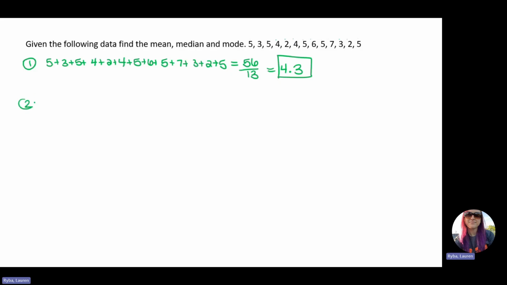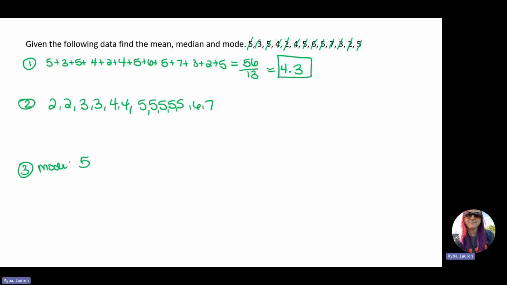To find the median, I have to put the data in numeric order, smallest to biggest. I have 2 2s, 2 3s, 2 4s, 1, 2, 3, 4, 5 5s, a 6, and a 7. And as I did that, I also found my mode. So I'm going to jump down here and do mode quick. The one that happened the most, or the one that I wrote the most, was number 5. So that is my mode.